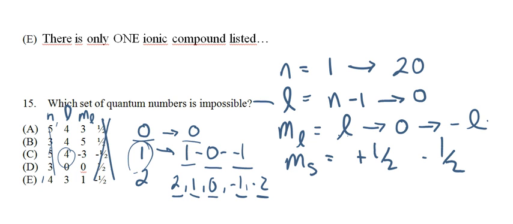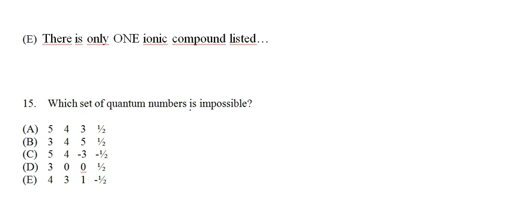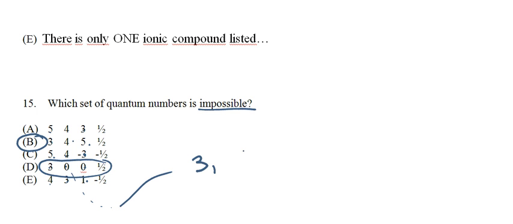So what we need to focus on is making sure each set follows the criteria that we just went over. So 5, 4, 3, that sounds good. 3, 4, 5, not looking pretty. 5, 4, negative 3, yes. 3, 0, 0, absolutely. 4, 3, 1, yes. Now, B is the one that is impossible. Let me rewrite this one. Let's say that we have 3, 0, negative 1, plus 1/2.